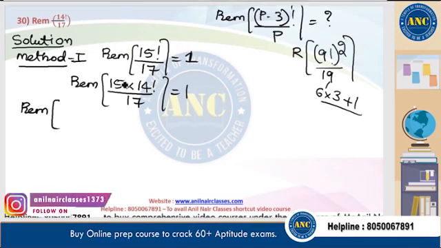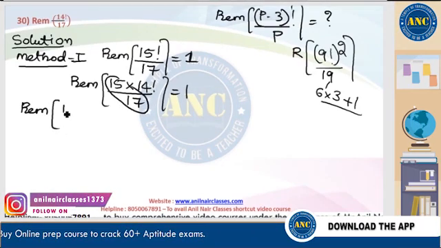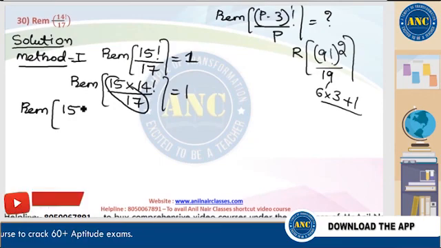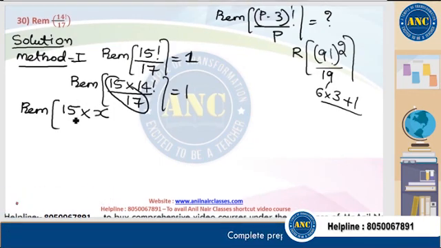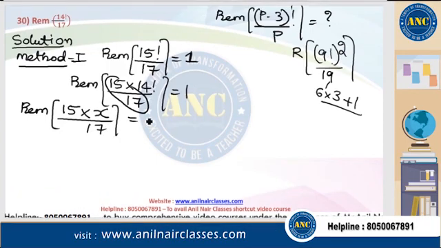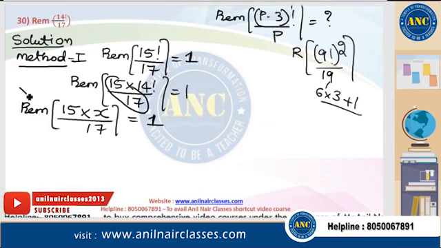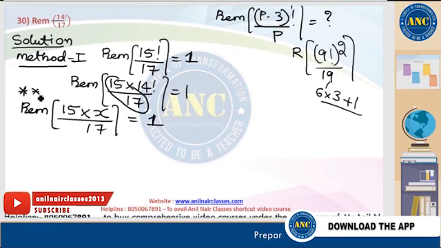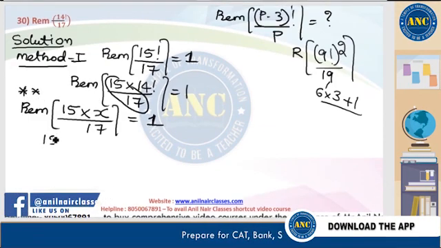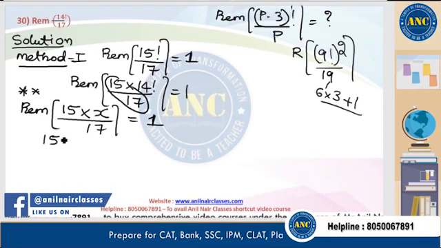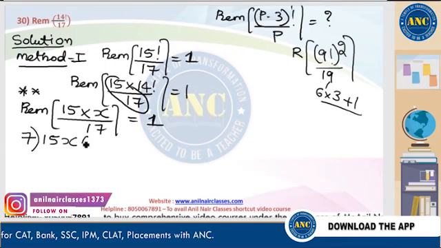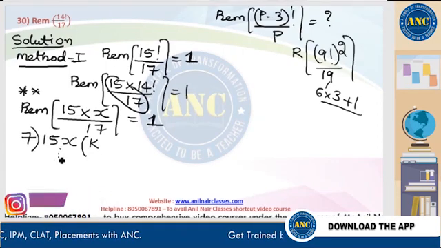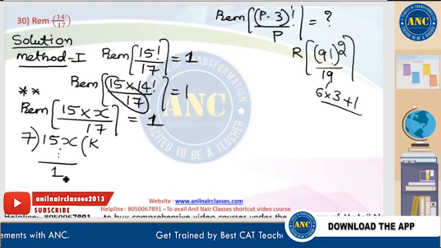15 when divided by 17: the numerator is less than the denominator, so it stays 15. 14 factorial when divided by 17, I don't know, call it x. When I further divide, the remainder does not change. I hope the second step is clear. Third step, the definition: 15x when divided by 17 gives remainder 1, so 15x is 17 into quotient, I don't know, k, plus remainder 1.